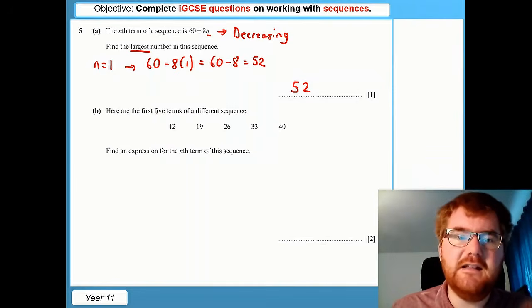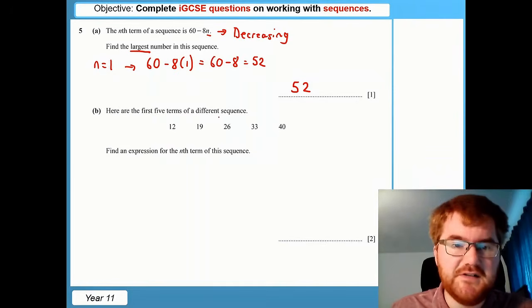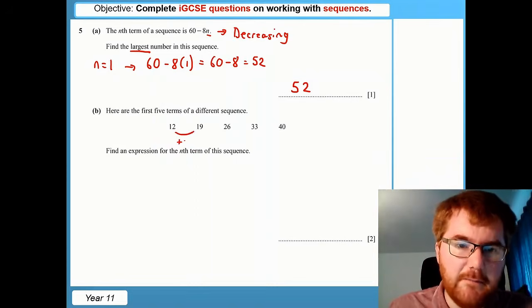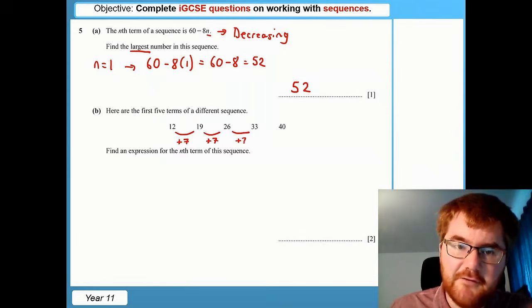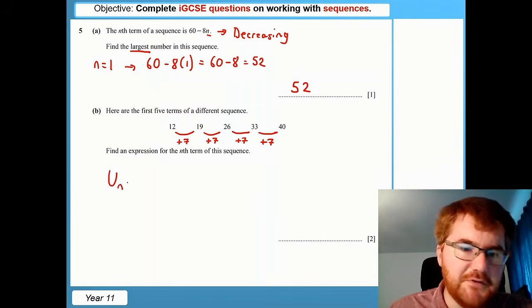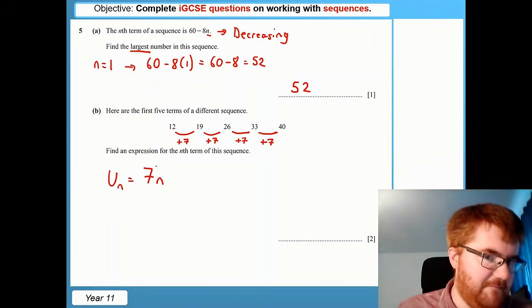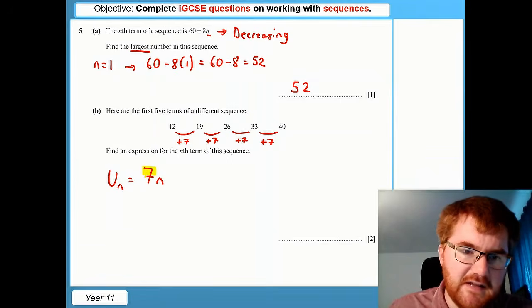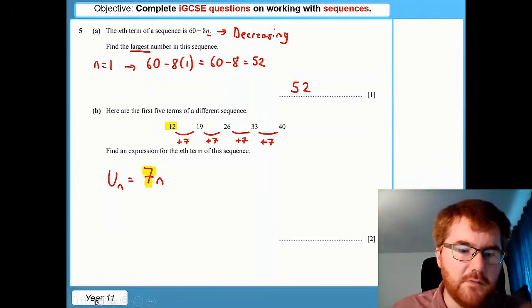Now here are the first 5 terms of a different sequence, and we need to find an expression for the nth term. Again, always the first thing to do here is look for the difference. So here we've got a plus 7, here is also a plus 7, this is also a plus 7, and this is also a plus 7 as well. So to find an expression for the nth term, again, we do it in a similar way to what we did before. We have 7n, because we have an nth term. And now what do we do to the number 7 to get to the first number, 12?